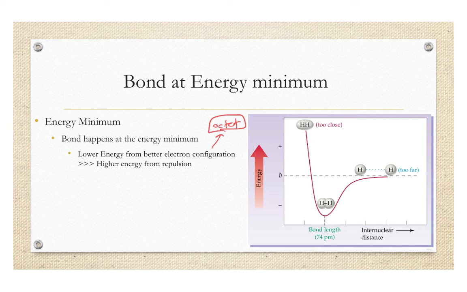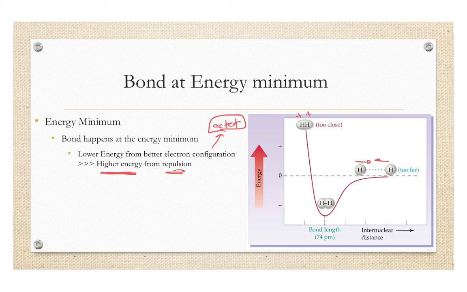By doing that, you're filling S and P sublevels, which creates a lower overall energy. So you lower the energy if you get them closer together, because you're creating octets. But you also have a problem where you end up with higher energy from repulsion, because if you get them too close to one another, the nuclei of both begin to repel one another, as well as electrons that are now in super close proximity.